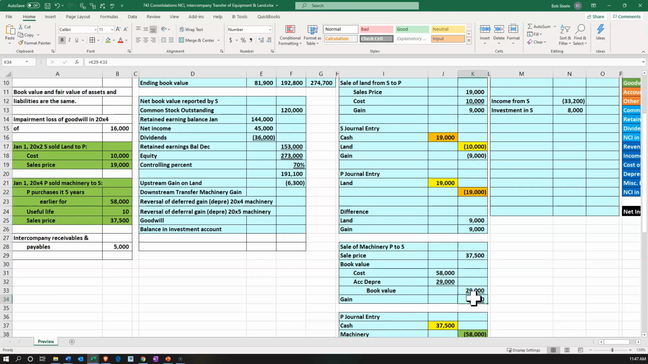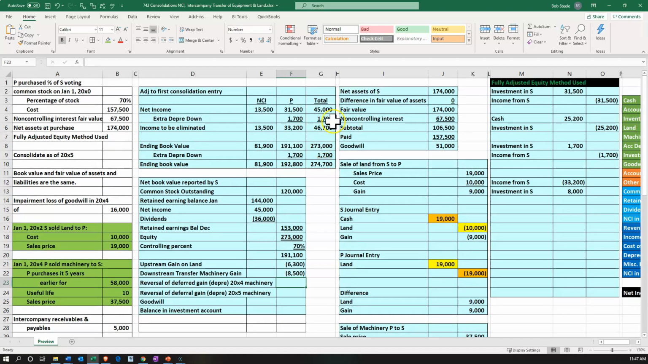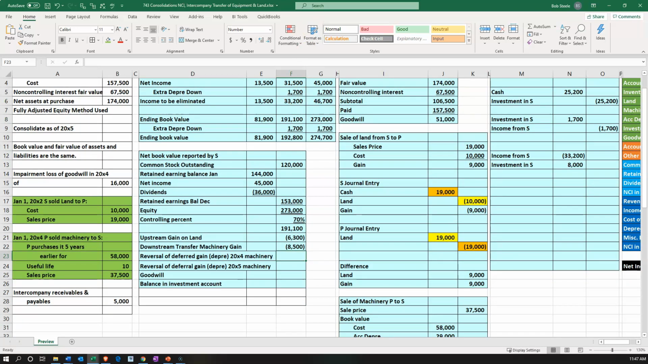Now, because this is a downstream transaction, we're going to pick up that entire amount. We're following the same kind of rules we had in our table up top, where we have the upstream and downstream transactions. Downstream, like this one, is allocated to P. Upstream transactions, we're allocating the 70-30 split between the controlling and non-controlling interest.